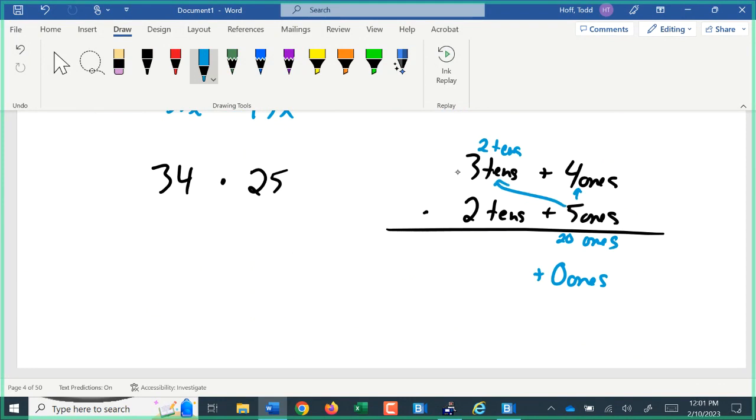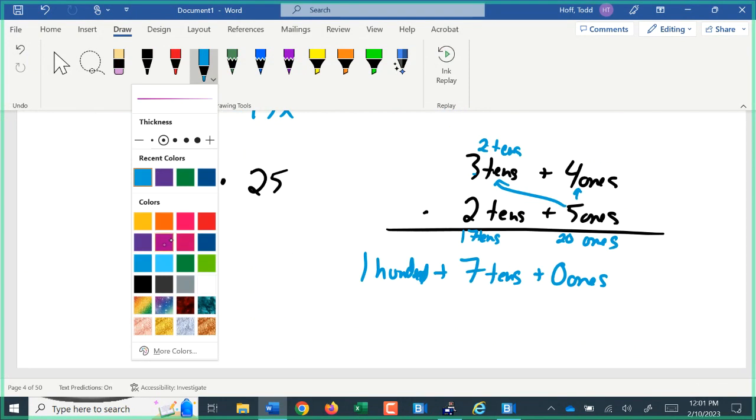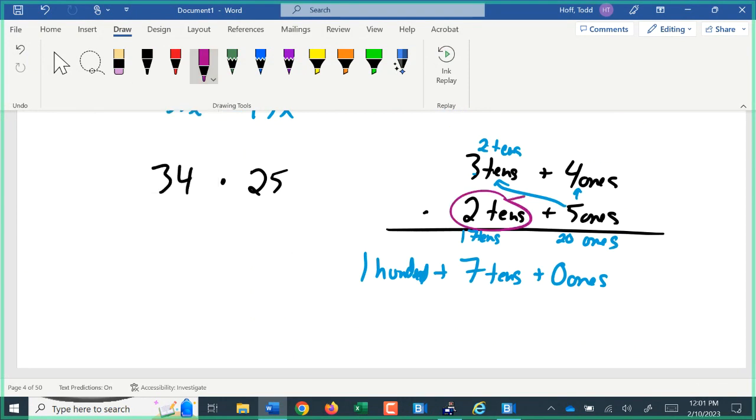5 times 3 tens, 5 times 3 is 15, plus the other 2 is 17 tens. Again, I keep the 7 tens, and I carry the 1 into the hundreds. Then I move over to the 2 tens. 2 tens times 4 ones, 2 times 4 is 8. Tens times ones is tens. This is why we've always been taught to put in a 0 down here, is to line those up.